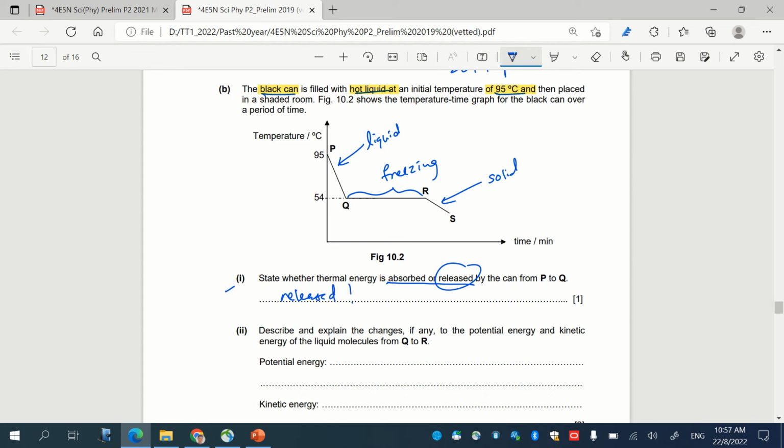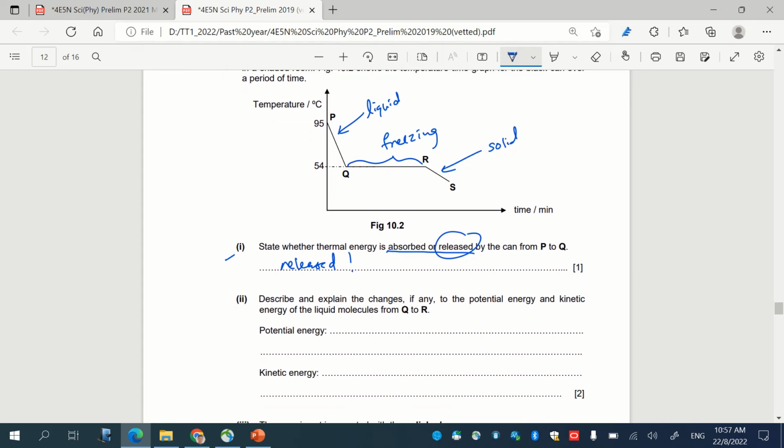So first part done. The second part, describe and explain the changes, if any, to the potential and kinetic energy. When you say any changes, you cannot just say yes, there's changes. You have to say whether it increases or decreases. Potential energy has got to do with the spacing, the distance between the molecules. Kinetic energy has got to do with temperature. Must always remember that, temperature.